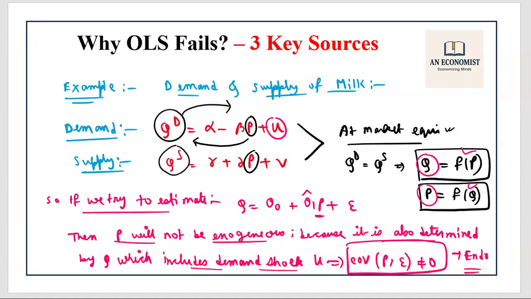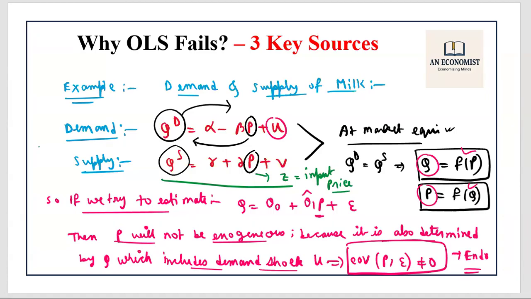Now, can you think of an instrument for the price? This is the final thing that we need to understand here. What could be a potential instrument? The potential instrument could be in this supply equation. Suppose instead of the product price, I write the input prices. Suppose we introduce an instrument which is the input price.